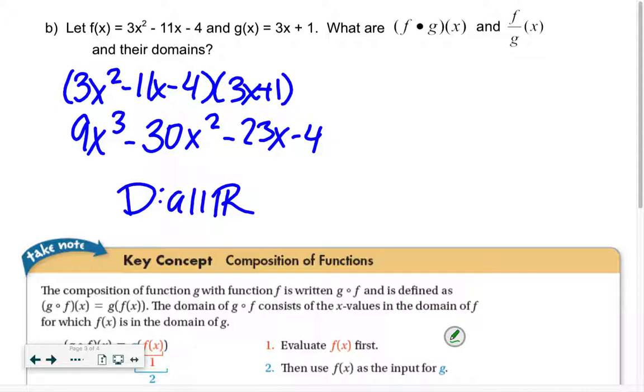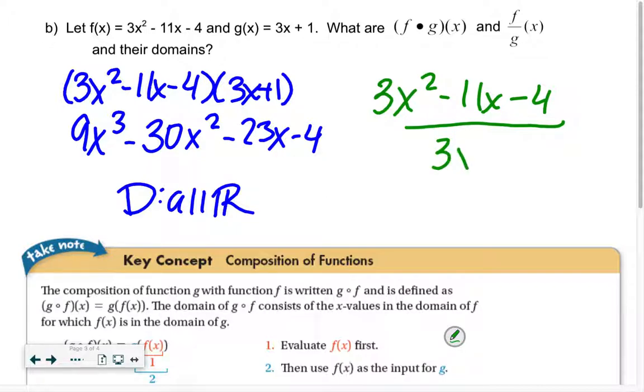So whatever's on top stays on top. Okay? So what's on top right now? 3x, my F. Okay, the other one I wanted G on top. Okay? Your F is on top here. So we put F on top. G is on bottom. So G goes on bottom.